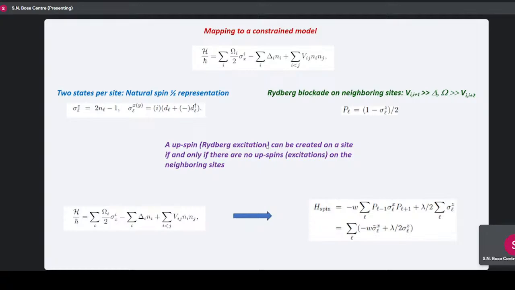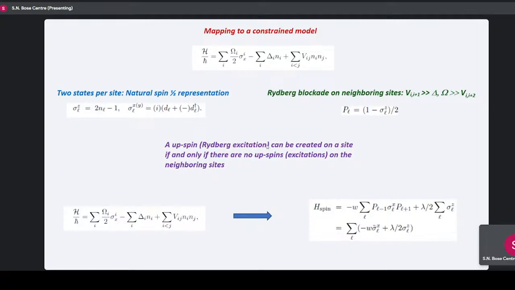It turns out that the modification that you need to do is that you can flip a spin only if this projection operator on the neighboring sites ensures that the spins on the neighboring sites are down. So that's basically the effective spin model. And if you put this lambda equal to 0, that is, if you take this detuning to 0, this is the PXP model.